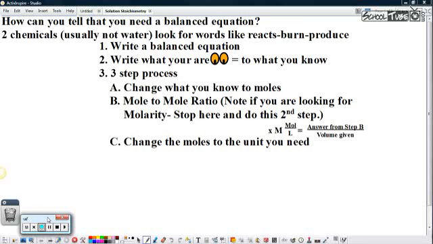Okay? So, the first thing you do is write a balanced chemical equation when you read. I am reviewing you on stoichiometry. That's what we're doing right now. So we write a balanced chemical equation.